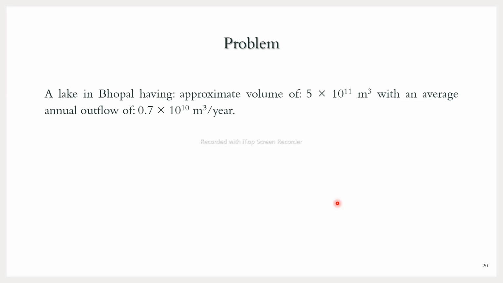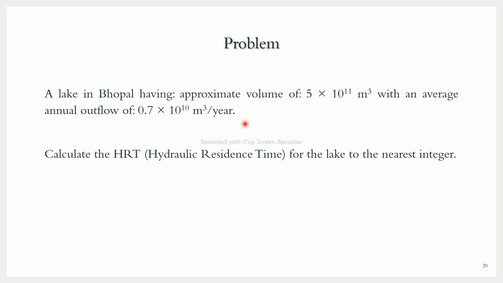Now we'll solve a problem which will clarify your concept regarding hydraulic retention. Okay, so let's say there is a lake in a city called Bhopal having an approximate volume of 5 into 10 to the power 11 meter cube, with an average annual outflow of 0.7 into 10 to the power 10 meter cube per year. Then you have to calculate the HRT, that is the hydraulic retention time, for the lake to the nearest integer. Option A is 70 years, option B is 72 years, option C is 74 years, and option D is 76 years.